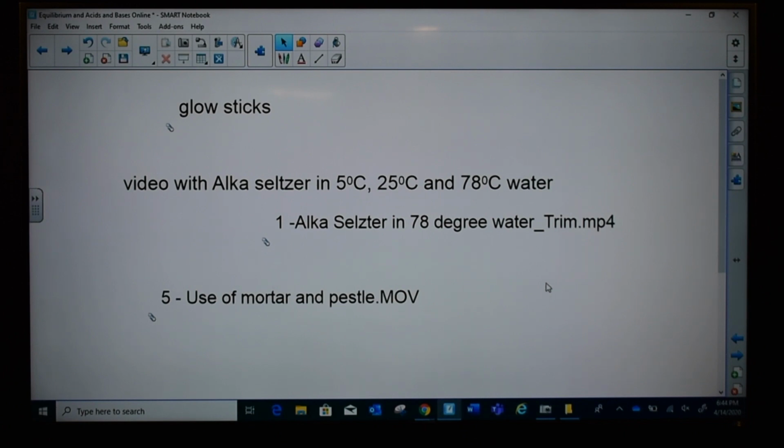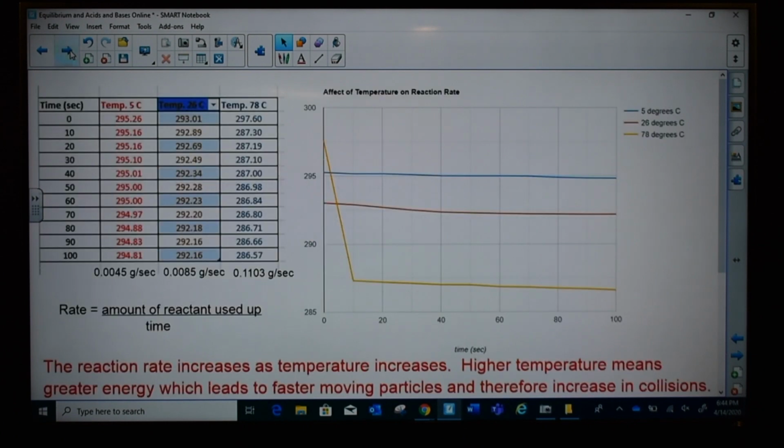So, what I want you to note is that when I graph the data that I collected, the yellow is for the warm water, so you can see that as soon as I placed those tablets in the warm water, the reaction took a very, very fast start. You can see with that nosedive. The blue one took the longest time to get started. It was at the 5 degrees Celsius cold water, and then the red was somewhere in the middle. So they all eventually reacted, but it was the warmer water that had the most significant reaction rate.